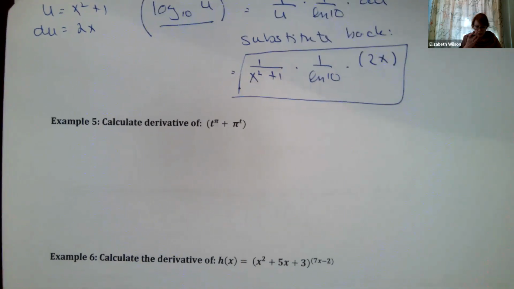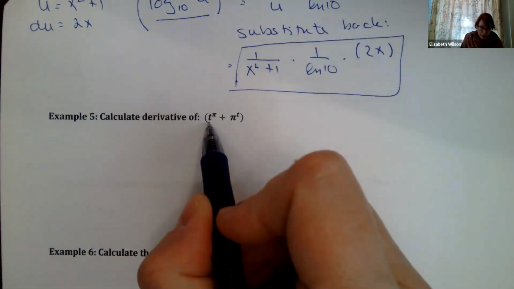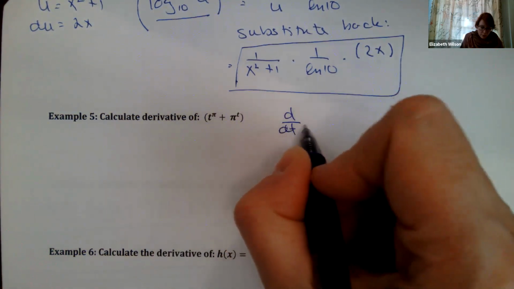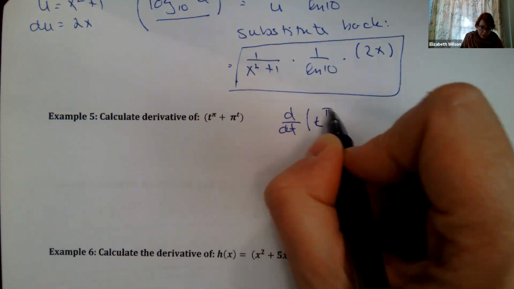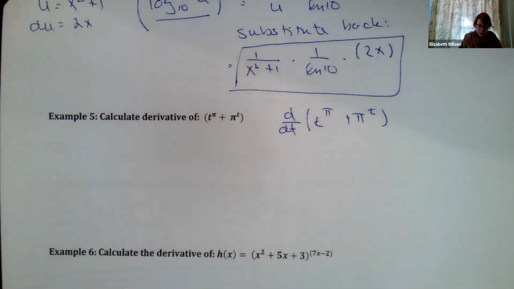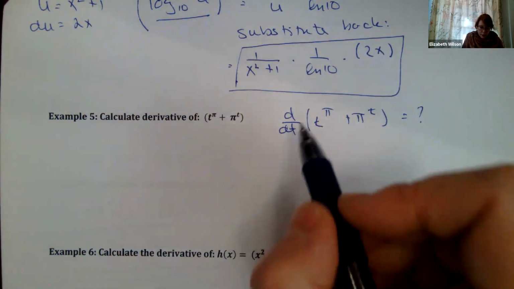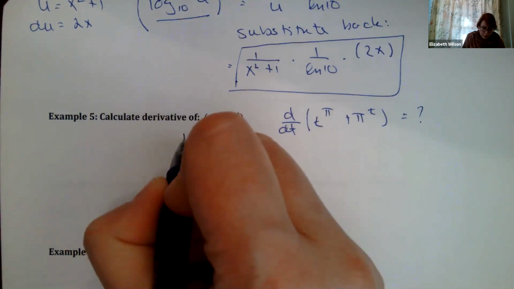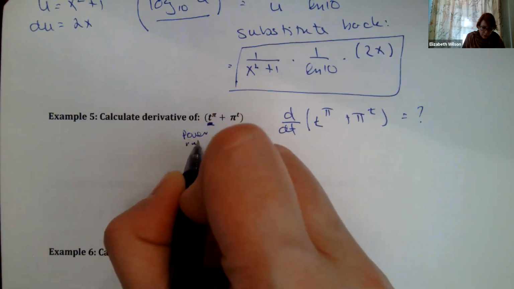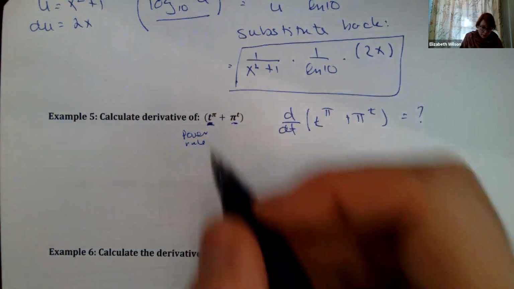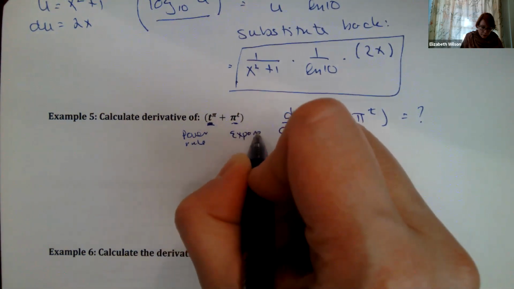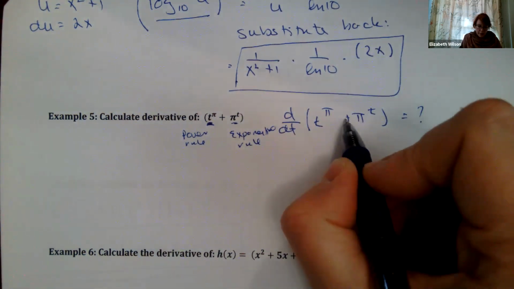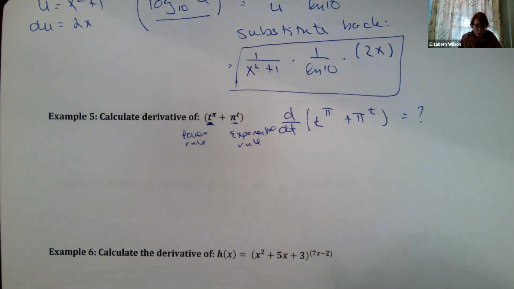Example 5: if I look here, t to the pi. t is my variable, so I want to do d/dt with respect to t to the pi plus pi to the t. What is that derivative equal to? Here I've got t raised to some number, which is my power rule. And I've got a number raised to my variable, which is my exponential rule. Now I have to take each piece and use the rule according to that piece.